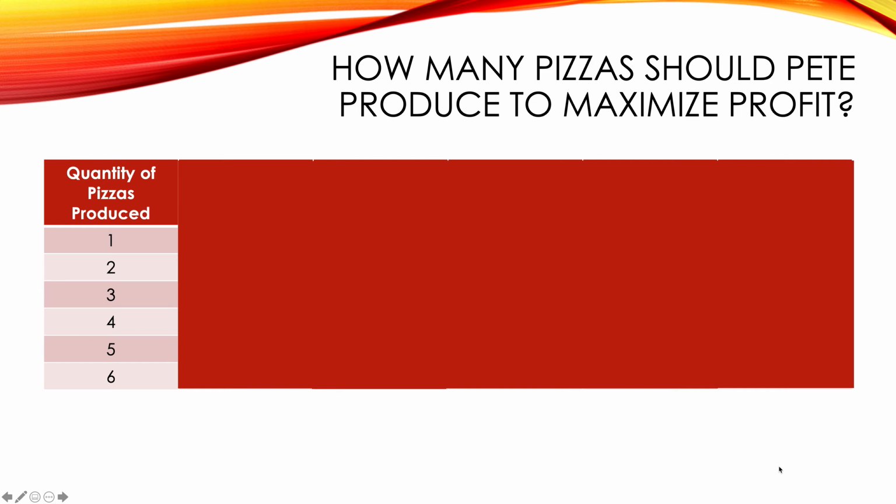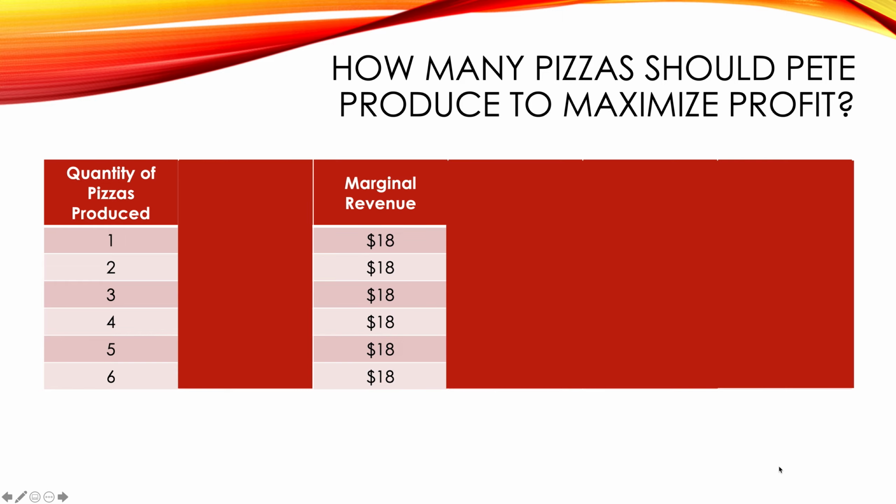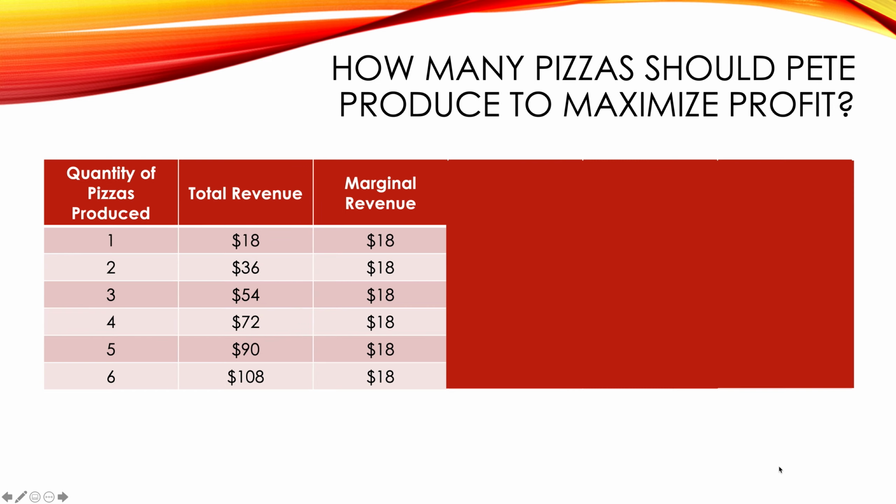In previous videos, one called cost and one called revenue, we looked at a pizza producer called Pete's Pizza. And our question on this slide is how many pizzas should Pete produce in order to maximize profit? Now, we said that the marginal revenue that Pete gets from selling pizza is $18 because that's the market price of a pizza. Pete doesn't have any control over that. He's a single firm in a perfectly competitive market where there's tons of sellers all selling the same thing. So Pete's marginal revenue is always going to be $18 per pizza. And that means his total revenue rises by $18 every time, right?